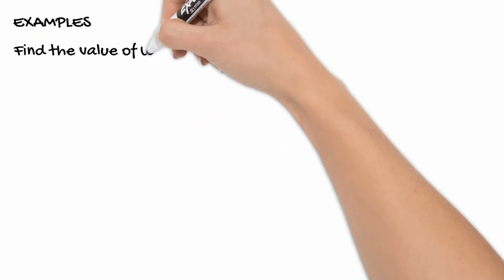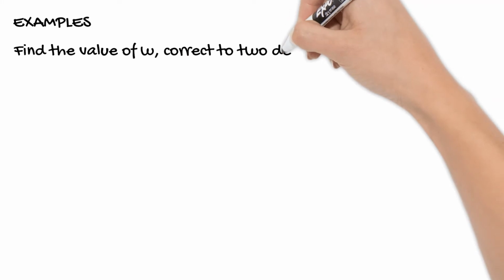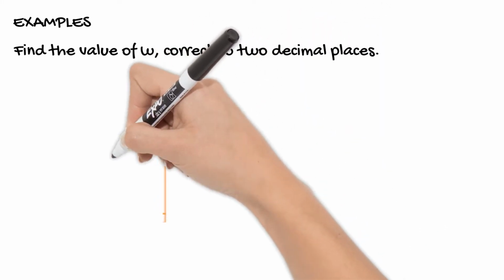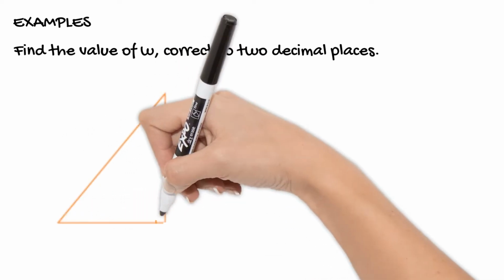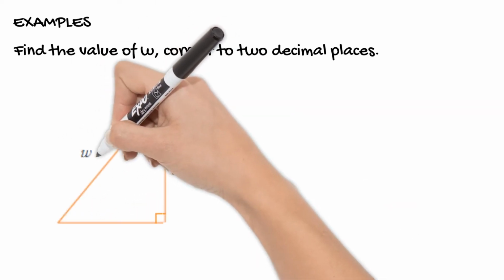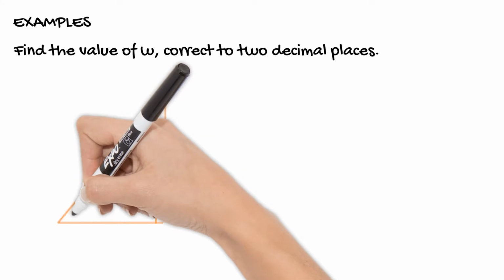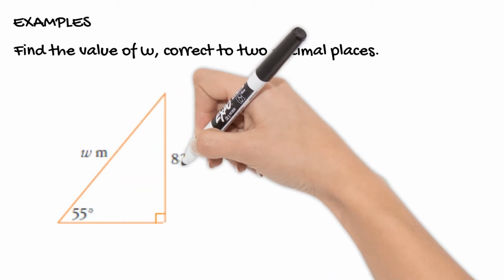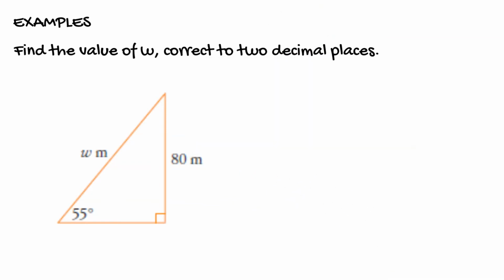I want to find the value of w correct to 2 decimal places. So you can see in the diagram that w appears in the hypotenuse. Now, if you remember each of the trig ratios, the hypotenuse always ends up on the bottom of the fraction. So if you're ever finding the hypotenuse, it's going to be the denominator.